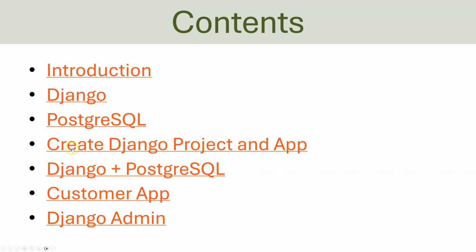Then we will create a Django project and a Django app. Then we will use Django in combination with PostgreSQL. We will create a basic Django app. And we will also use this Django Admin, which is part of the Django software.